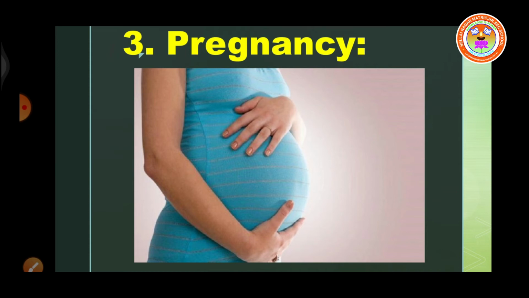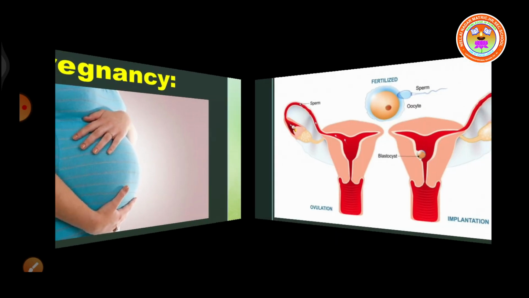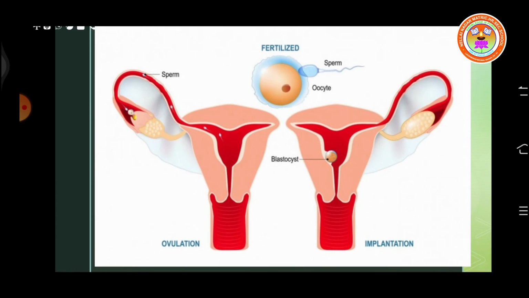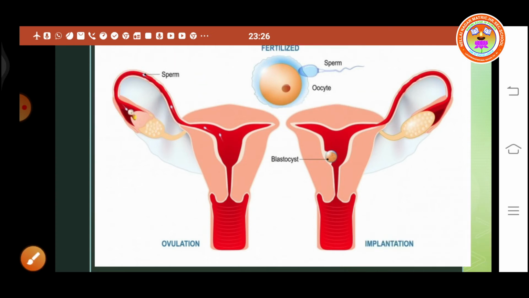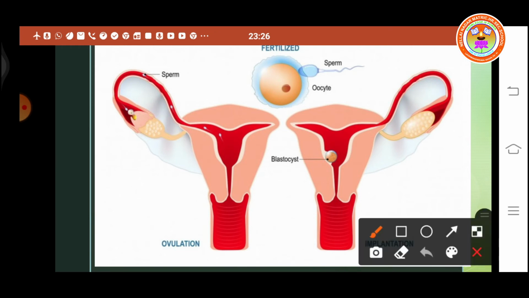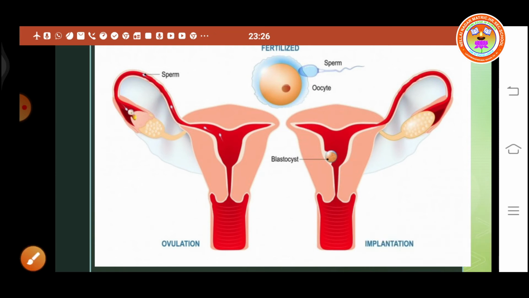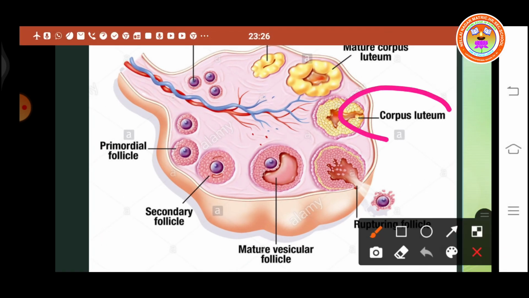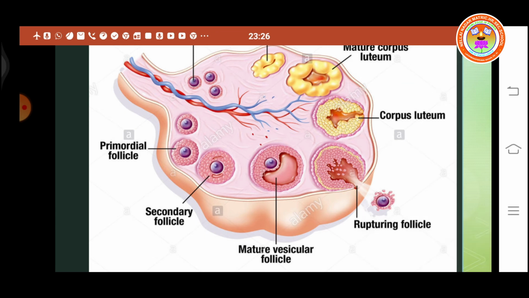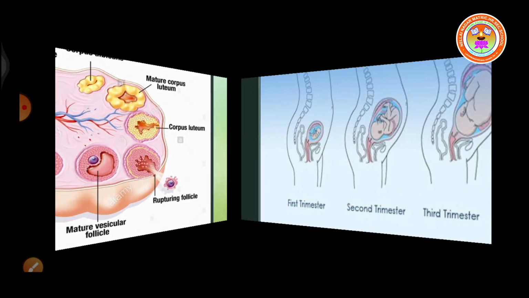After ovulation, the ovum reaches the fallopian tube. Fertilization occurs in the fallopian tube. The fertilized egg undergoes development and is implanted in the uterus. After ovulation, the empty follicle is termed the corpus luteum. This corpus luteum produces a large amount of progesterone, which results in pregnancy.